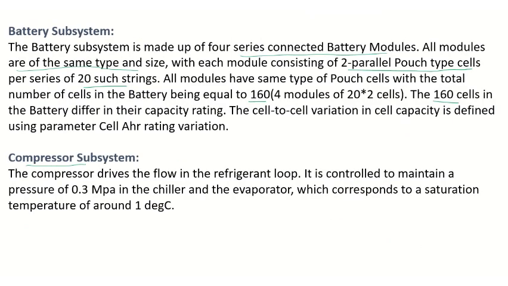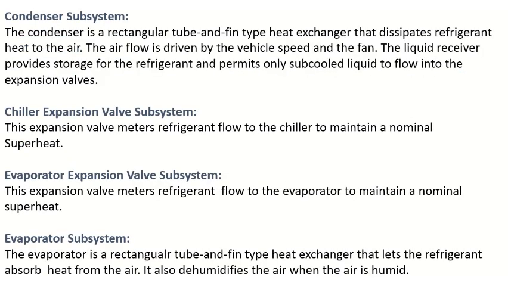It will produce some pressure here. The compressor drives the flow in the refrigerant loop. It is controlled to maintain a pressure of 0.3 megapascals in the chiller and the evaporator. To maintain the pressure, the compressor is used to maintain 0.3 megapascal in the chiller and the evaporator circuit.